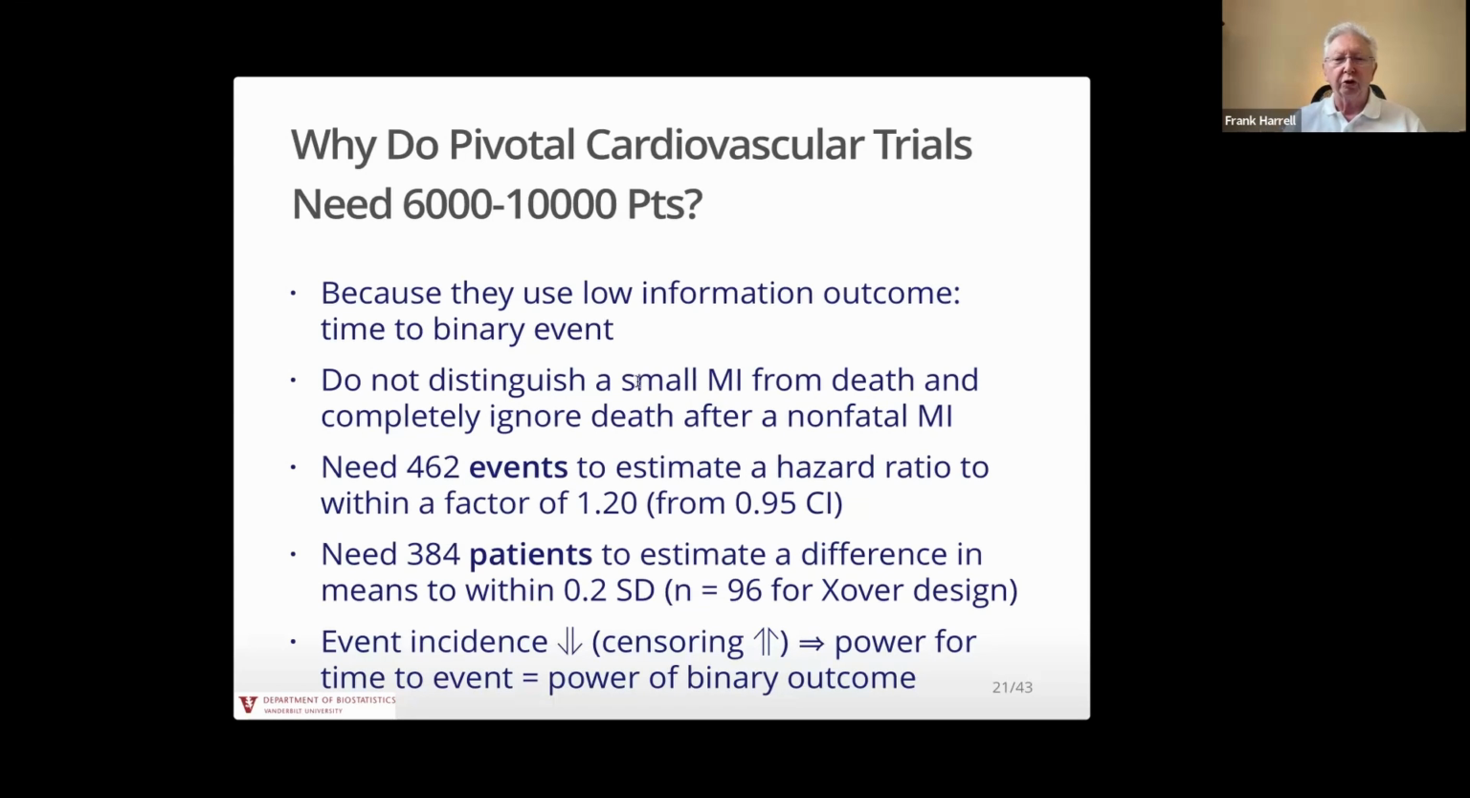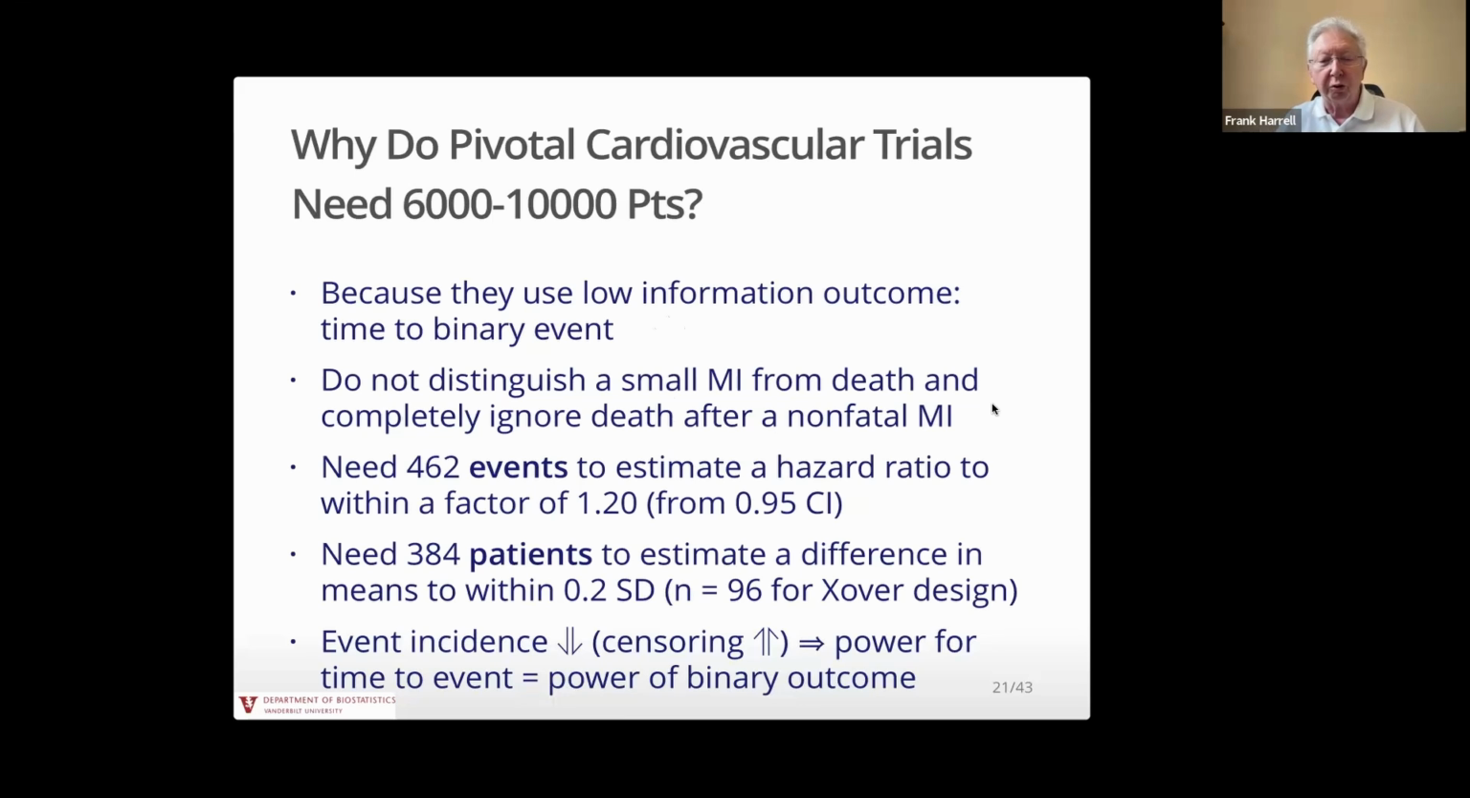Well, it's required because you're using a low information outcome. Time to a binary event. A binary event is the smallest amount of information. That's 1 bit of information in terms of Shannon's information measure. So when you're collecting 1 bit of information, that's so low that you have to study a lot of people to have sufficient sensitivity, whether it's frequentist power or Bayesian power. And you're not breaking the ties. So having a binary event means you're not breaking ties.